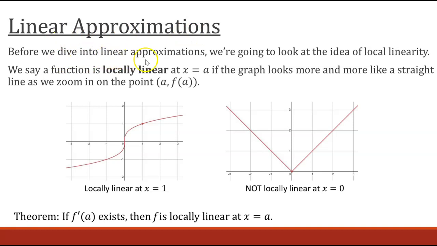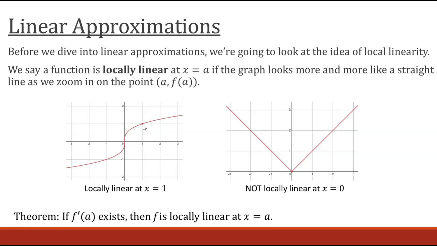Before we dive into linear approximations, we're going to look at the idea of what we call local linearity. We say a function is locally linear at some x value a if the graph looks more and more like a straight line as we zoom in on the point (a, f(a)). So here we have 2 different graphical examples. Here we have this function that right at x equals 1, we would consider locally linear.